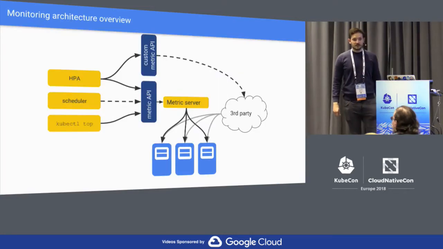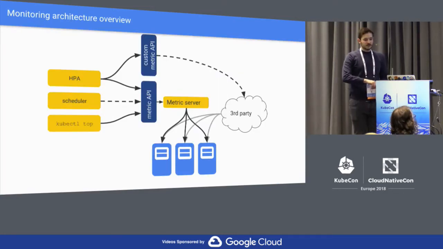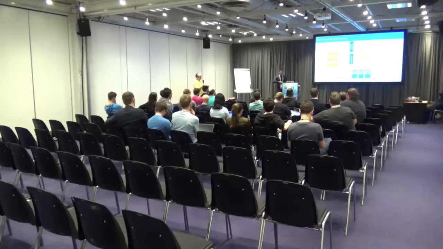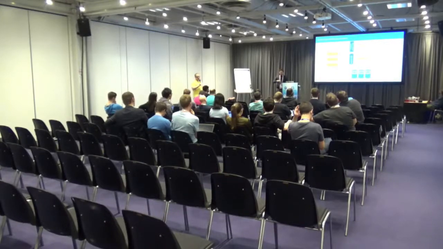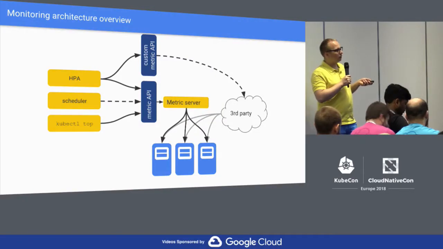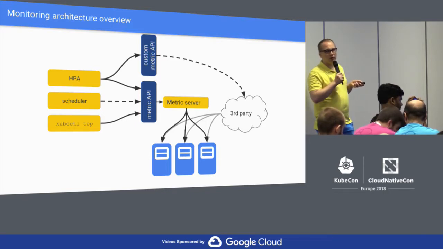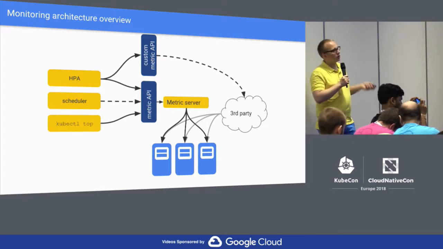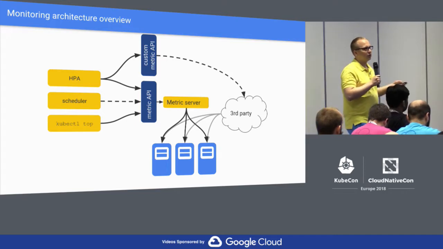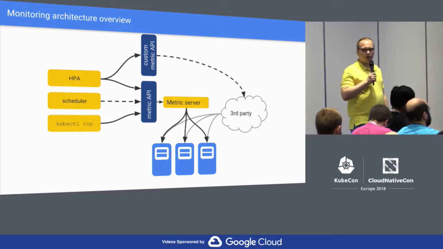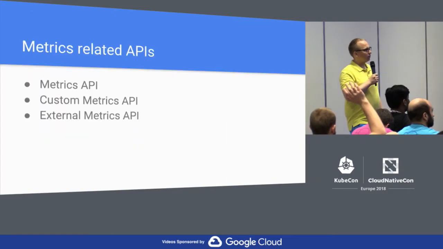So coming back to this monitoring architecture, this is the core metrics pipeline that is mostly for Kubernetes system components to operate, and you need more. This is not provided by Kubernetes. You just need to install some kind of extension, some additional monitoring solution in order to have history, for example.